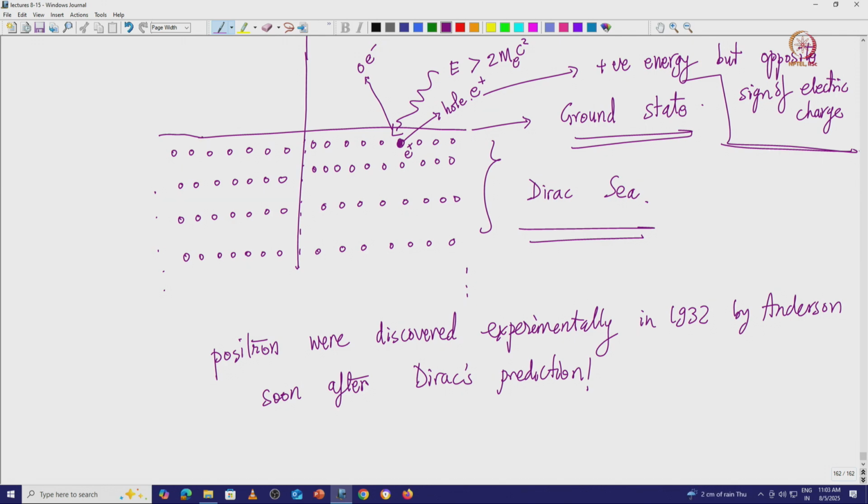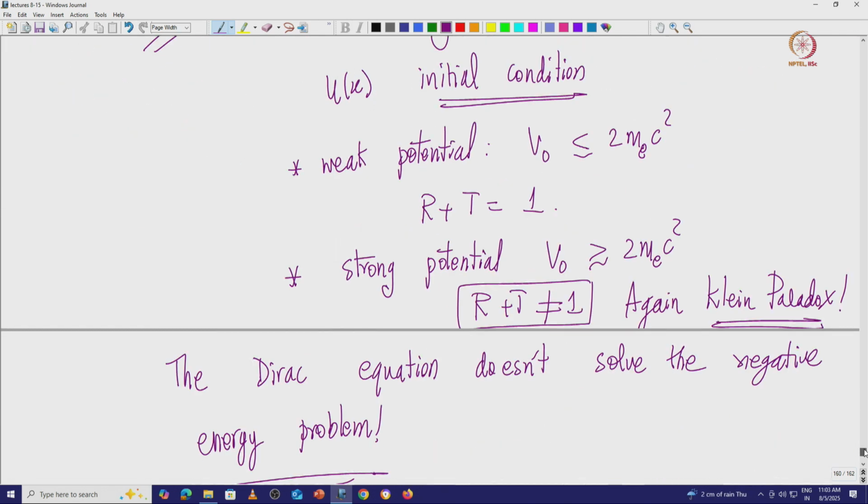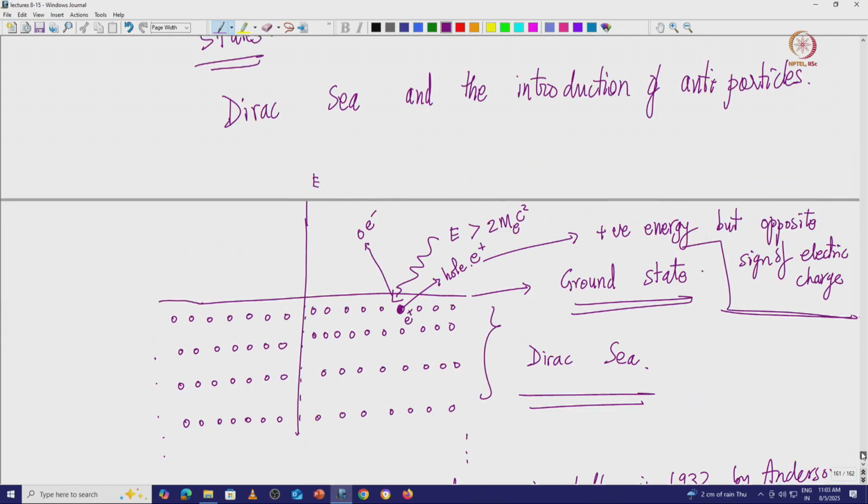We will come back to this elaboration of the Dirac hole theory and the introduction of antiparticles, and we will continue studying interactions in this case. But the basic essential is that all the electrons in the negative energy states are completely filled up, and that is called the Dirac sea. I will come back to the details in the next lecture.